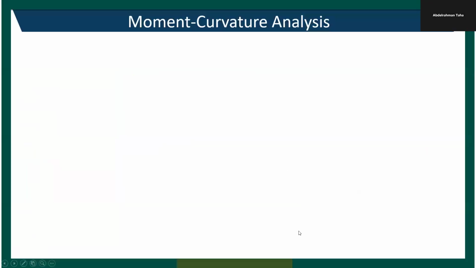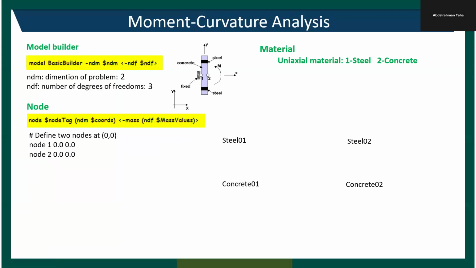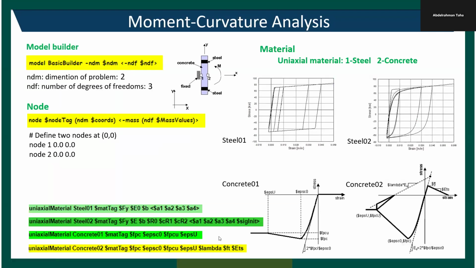Okay. So this is for Steel02, and then for Concrete01, we just need the compressive strength and the strain corresponding to this strength. And then this is the crushing strength and the strain corresponding to this strength, basically this point. So this is the strength at this point and the corresponding strain. Concrete02 is a bit more complex.